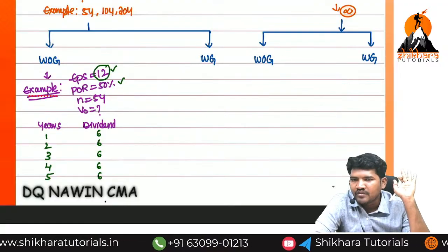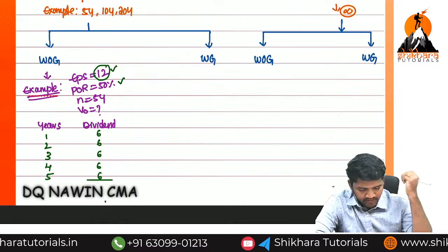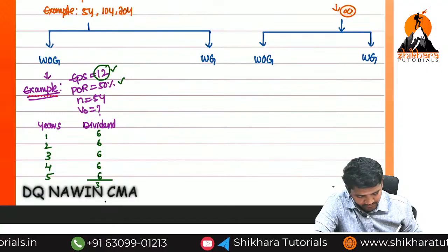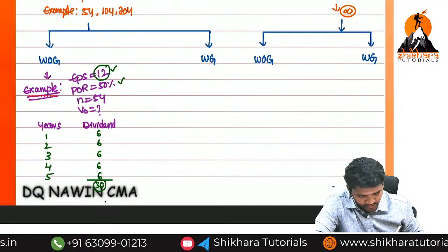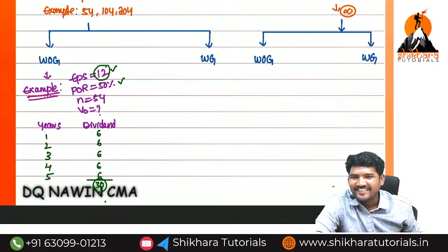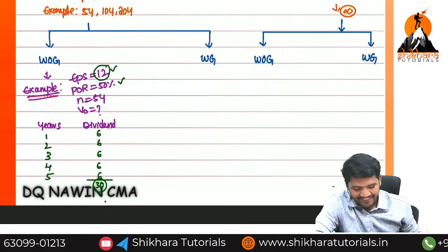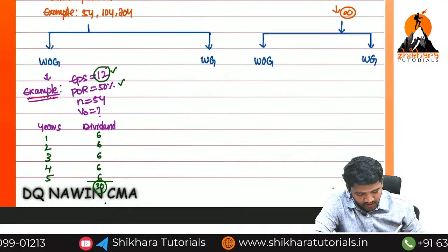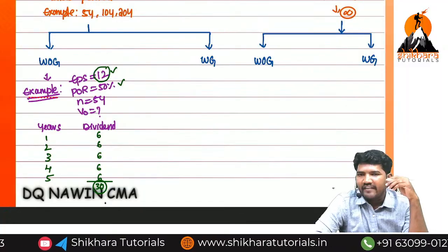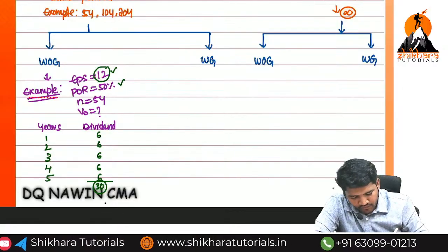Clear? Now can I total this? 5 times 6 is 30, yes or no sir? 30. Okay, but when it comes to valuation, it is not the right way. It is not the right way. Why? Because what is the full form of V naught?